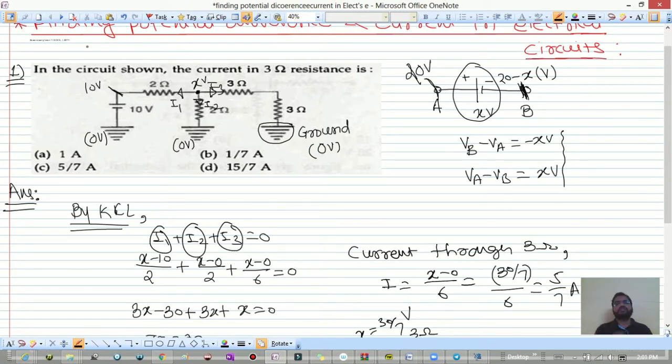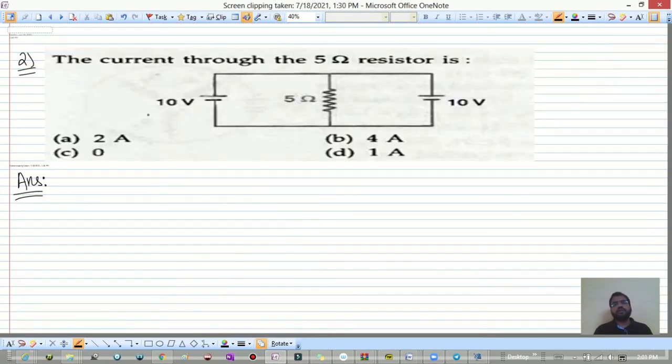Now the next question. In this question, we have to find the current through the 5 ohm resistance. Now this current we want, right? What is the current through this 5 ohm resistance? Now I told you, you can consider at any random point 0 volt, or any potential. Why consider 0? You can consider 10 volt, you can consider 20 volt, and accordingly the other point potentials will change. So I will consider ground at this point. Ground means 0 volt.